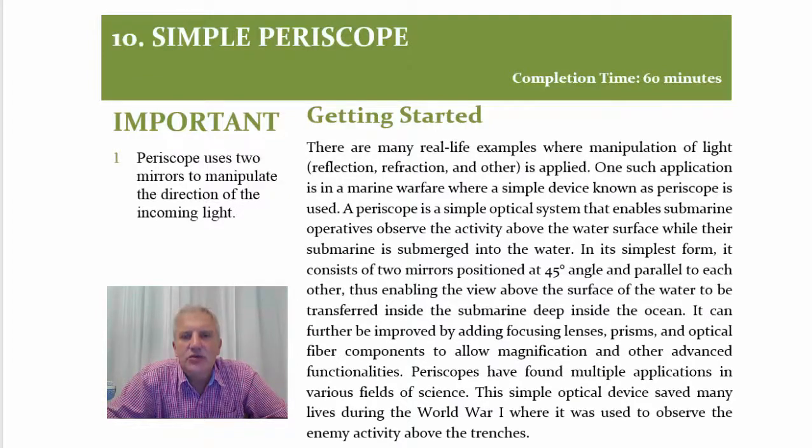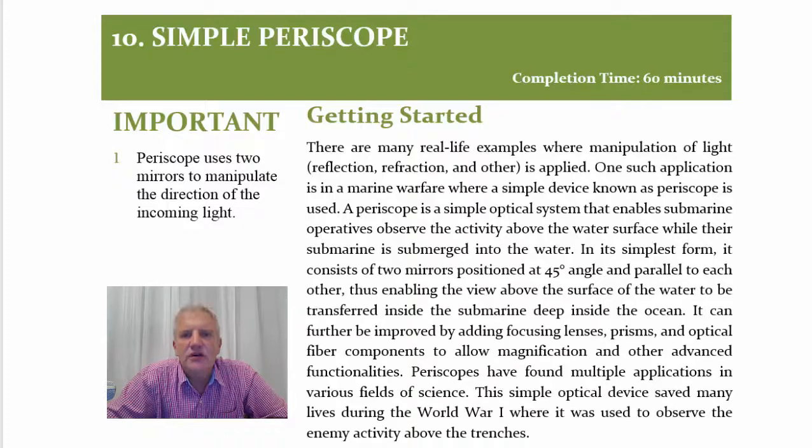In this lab, we are going to apply previously acquired knowledge from the labs that we already covered, specifically reflection of light, to create a simple optical system that has found a use in many different fields of science, and that optical system is known as a periscope. A periscope is an optical device that consists of two mirrors that are positioned at 45 degrees, parallel to each other, and as already mentioned, it's been used in many different types of applications.